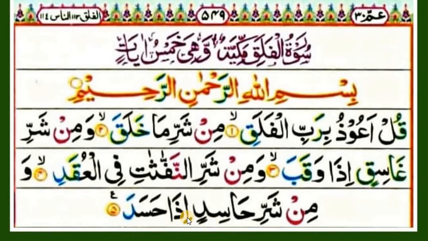Hasidin. Hamza kasra i. Zal fatha alif za. Iza. Ha fatha ha. Sin fatha sa. Hasa. Dal fatha da. Hasada. Wa min sharri hasidin iza hasada.